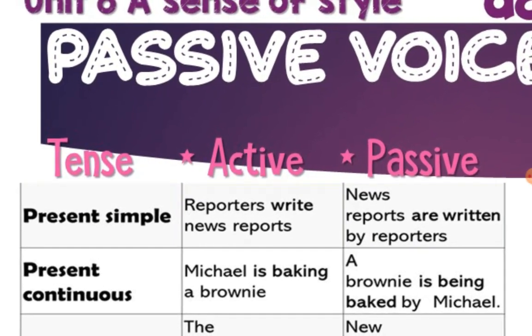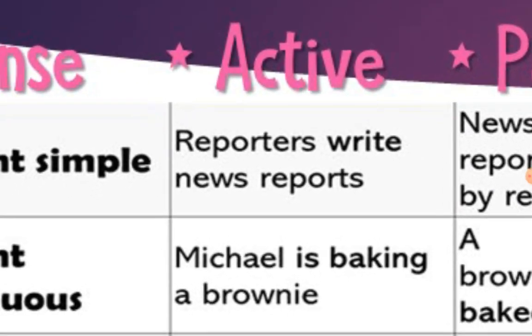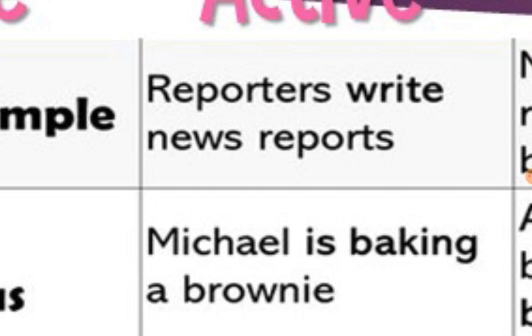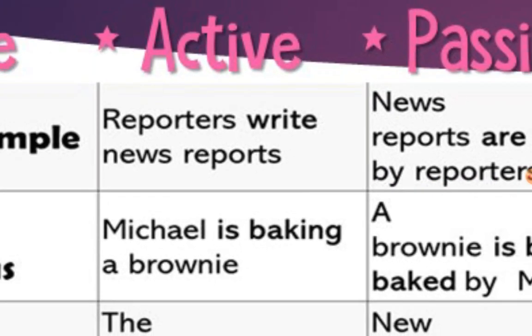In the present continuous, you're going to identify here the present continuous. Michael is baking a brownie. Is baking. Instead of Michael, let's say Maritza, teacher Maritza. Teacher Maritza is baking a brownie. Okay, the important thing here is the brownie, yes, not who did it. Well, in this case, we're going to give the credit to teacher Maritza.